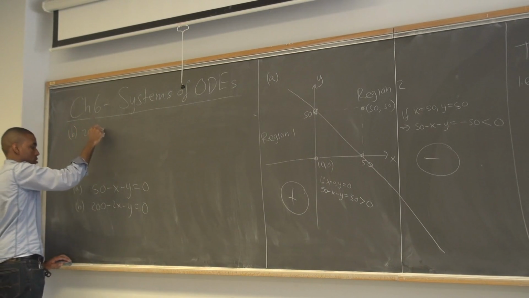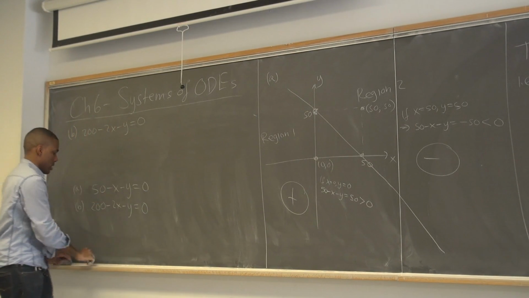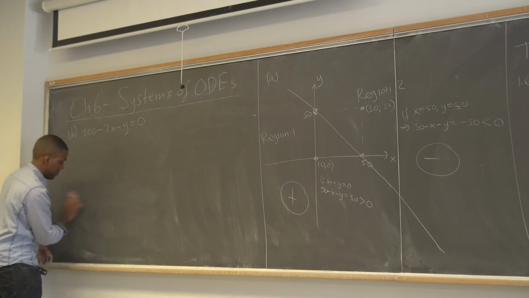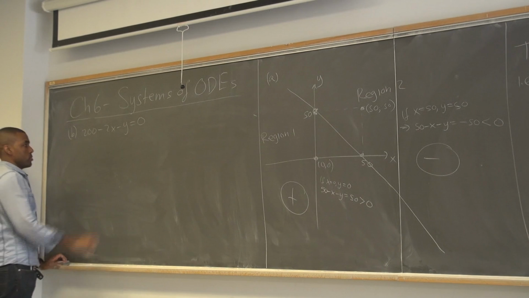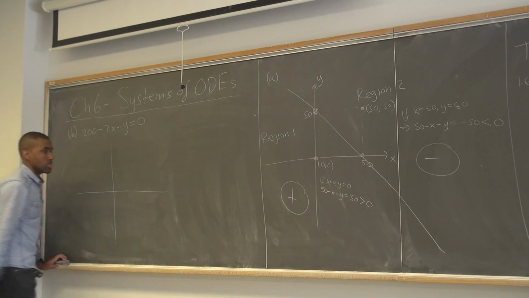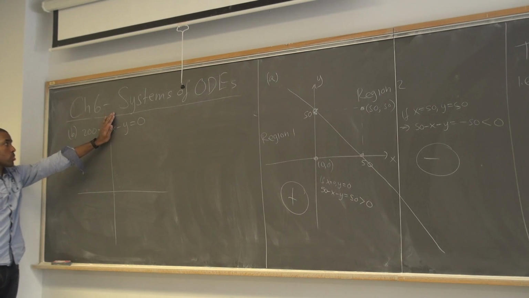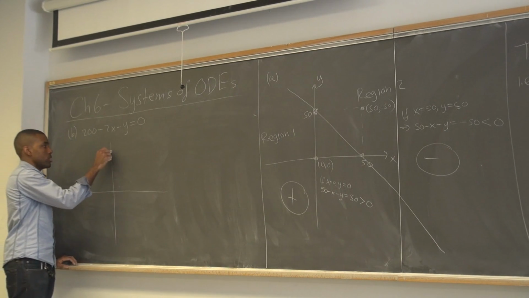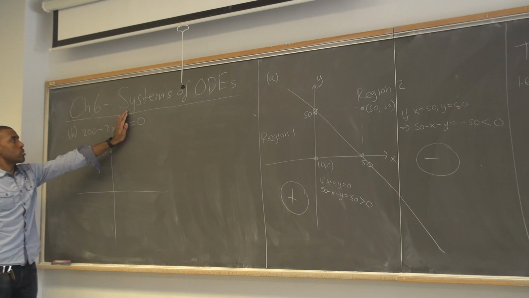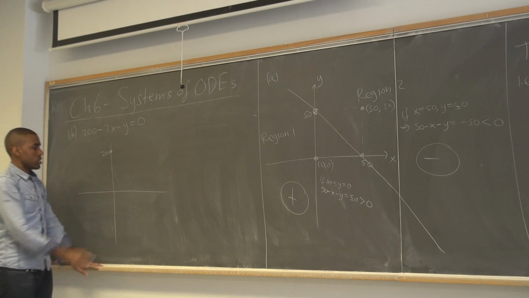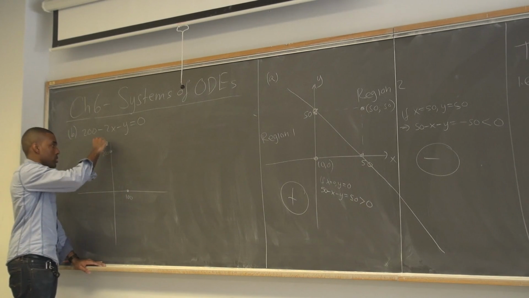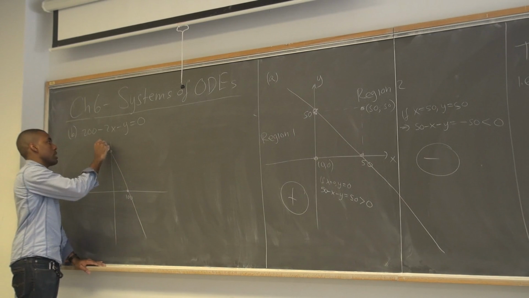Let's do the same thing for B. Hopefully we can do this really quickly. So how do we graph this? Plug in 0, which one would you do first? If x equals 0, what is our y? 200, so you plot 200 here. If y equals 0, what is our x? 100, so this one will go through 100. So that line would look like this.